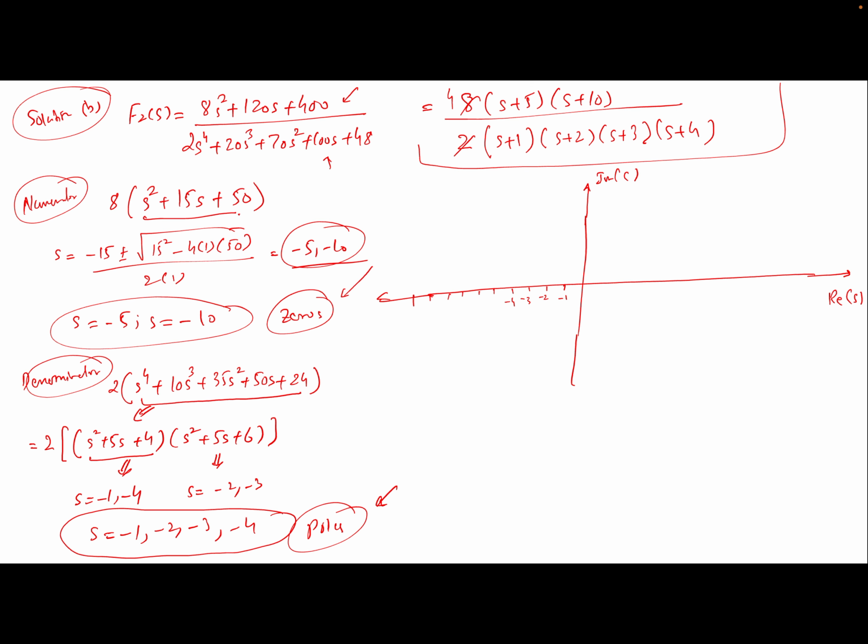So let us start with the zeros. I have two zeros, one on -5 and one on -10. So here's one zero and here's the other zero. And the poles are -1, -2, -3, -4. Perfect, right? So this is how you can draw the poles and the zeros on the s-plane. And this is going to come in handy as we learn more, right?